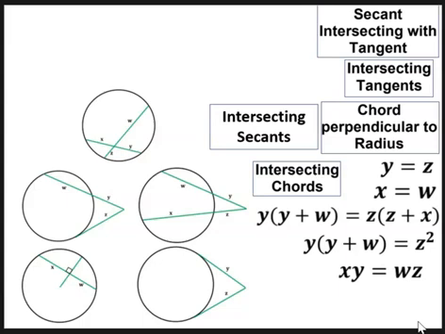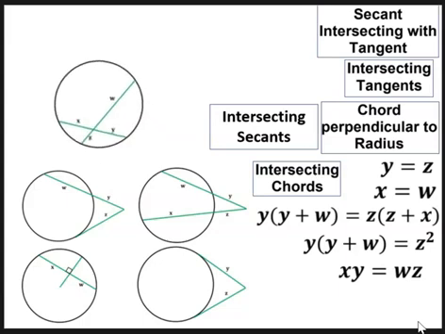To summarize the relationships that exist, I'm going to look at an image of a circle, name the types of segments that are intersecting in the circle, and then find the equation that represents the relationships between those segments. Let's start with this one on top.